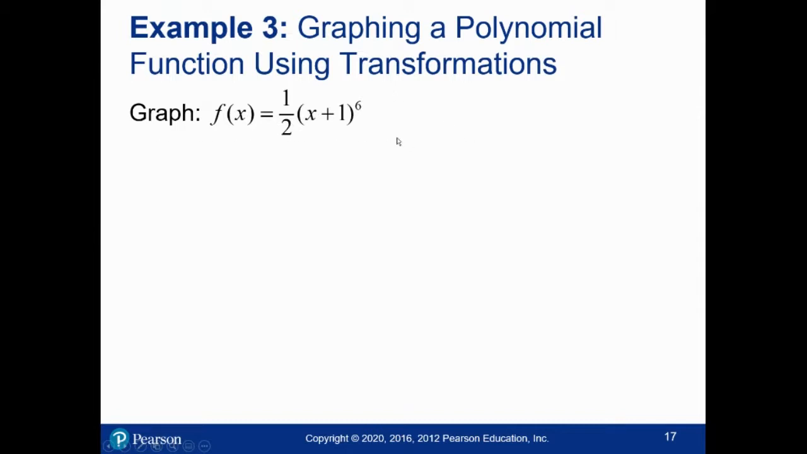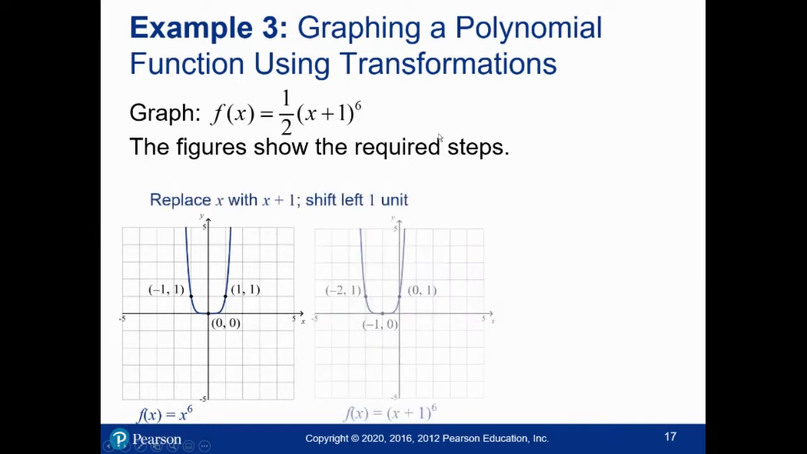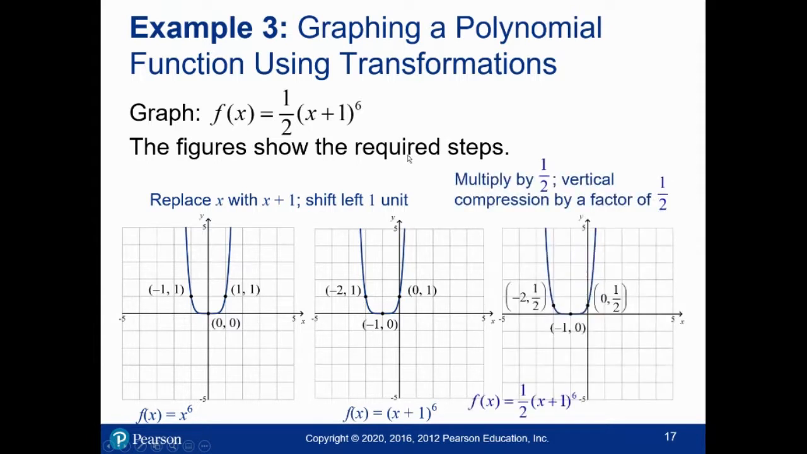So what about this one? Well, we're going to start with x to the 6th. That's pretty flat. Then we have x plus 1 in parentheses, and that is a left shift by 1 unit. So we take this graph with its standard reference points, negative 1, 1, 0, 0, 1, 1, and I shift the x-coordinates left. But now I have a vertical compression, so I take all those y-coordinates and I multiply them by a half. So instead of negative 2, 1, I multiply the y by a half, and I have negative 2, half, etc. So it's even flatter.